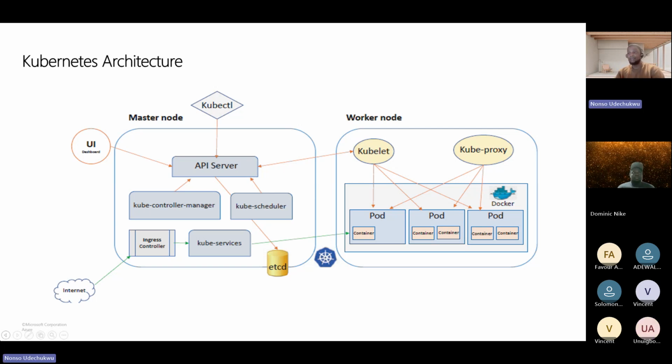API server basically is the one that receives all requests. So the entry point to the Kubernetes cluster is your API server, right? If I want to access a Kubernetes service, I'm reaching in through the API server. Inside it there are things like the kube control manager, the kube scheduler, the ingress controller if you have ingress configured, the kube services, etcd, and the kubelet and kube proxy that are inside the worker nodes. I'm going to take it bit by bit. I don't want to rush it.